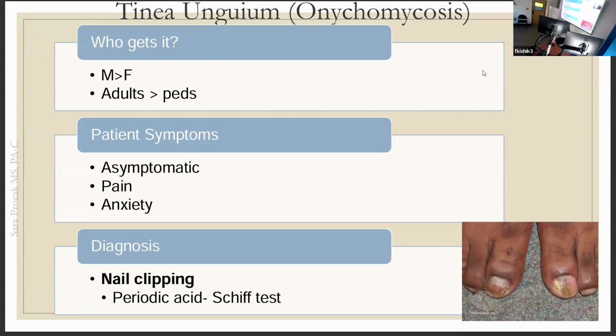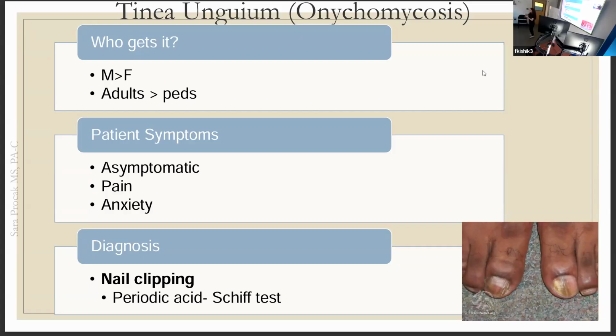Okay. In terms of your patient's symptoms, I just want to mention this here. Usually asymptomatic, occasionally can be painful though, because these nails become really thickened, and just compression on top of the nail from their shoes can cause pain. All right.